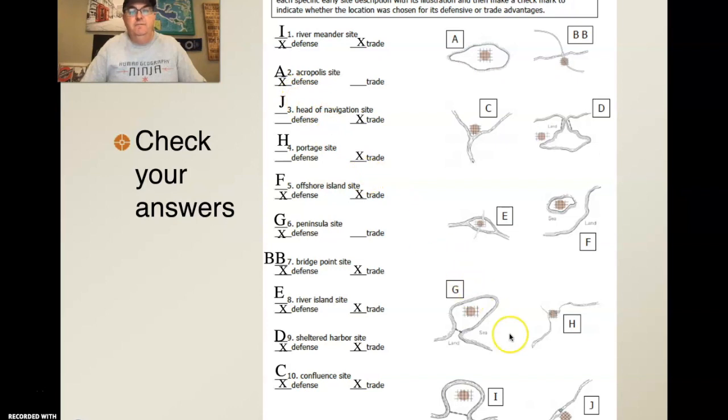Head of navigation is down here at J. What this means is head of navigation is where a river becomes navigable, where it's wide enough that you can put a boat in there. That's what that's referring to.